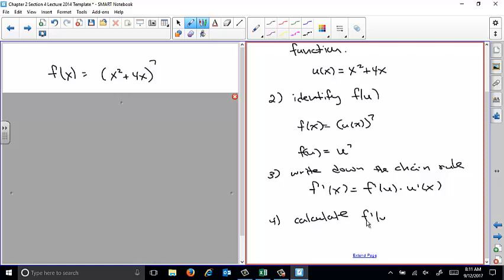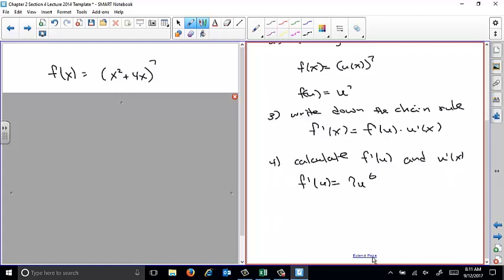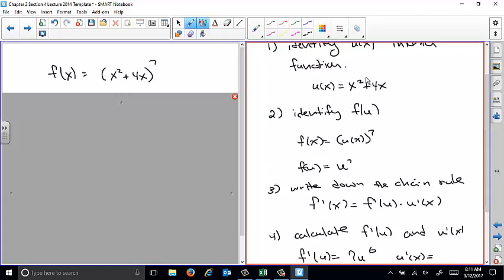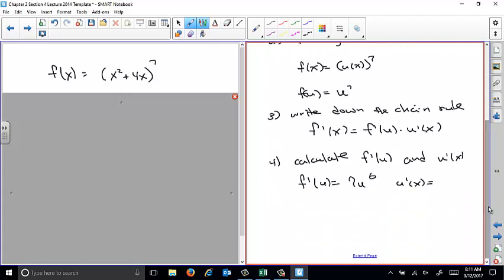Calculate f prime of u and u prime of x. The functions I end up with here have to be something I could take the derivative of, just like I did the other day. So f prime of u is just going to be equal to 7u to the 6th power, using the power rule. And u prime of x is just going to be, again using the power rule, 2x plus 4.